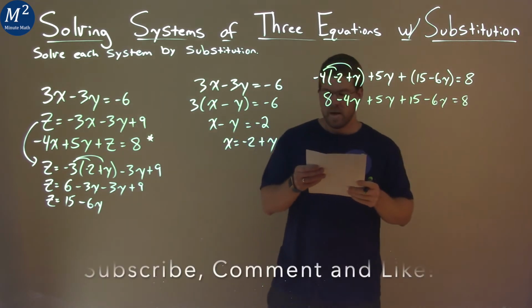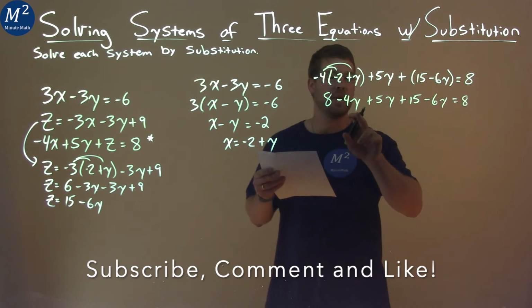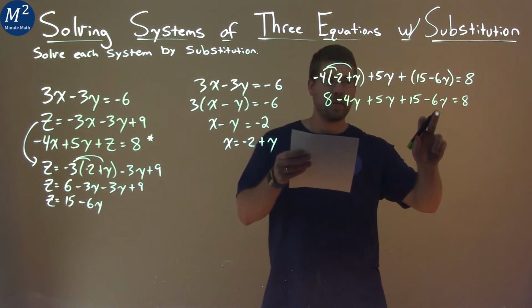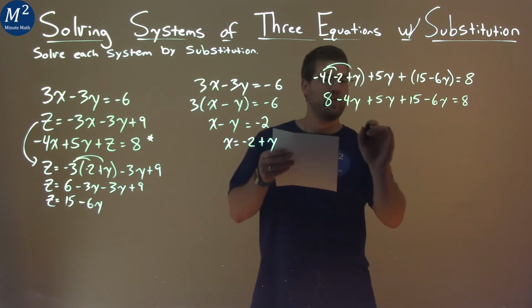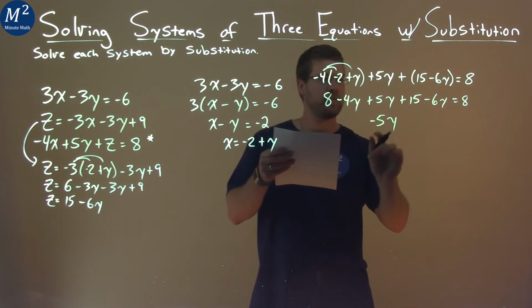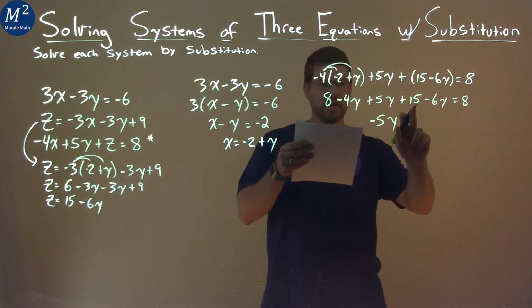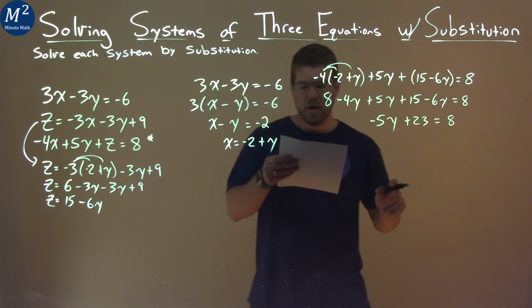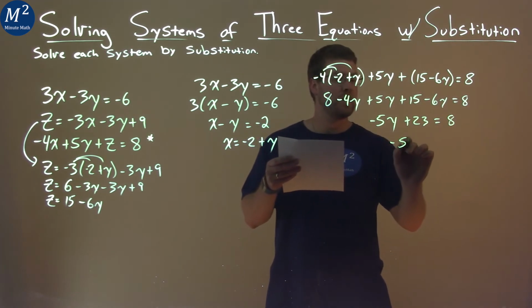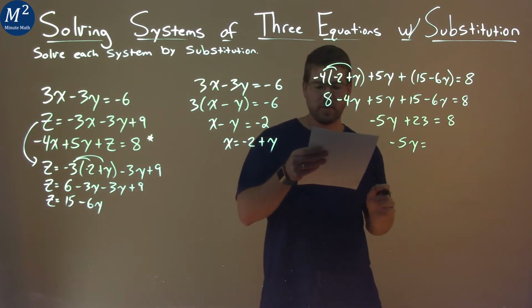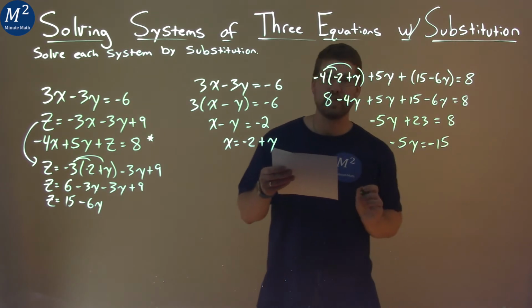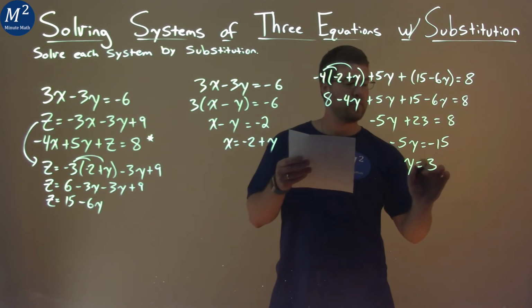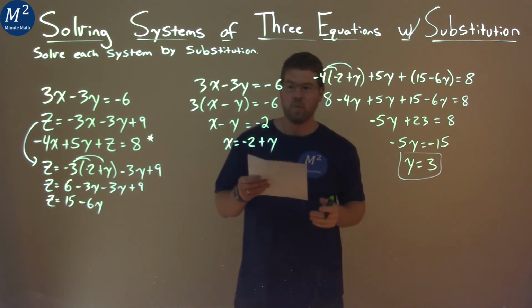All right, now let's combine our like terms. Negative 4y plus 5y minus 6y comes out to be a negative 5y. 8 plus 15 is 23, and that's equal to 8. We subtract the 23 from both sides, and we have negative 5y equals 8 minus 23, which is negative 15. Divide both sides by negative 5, and y equals a positive 3. We now have our y value.